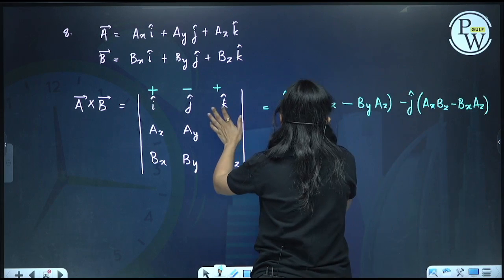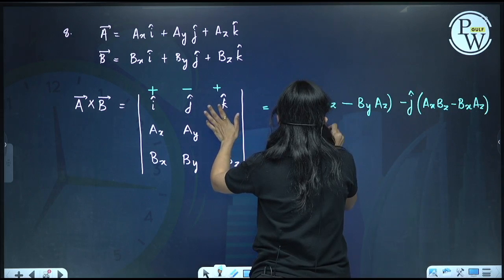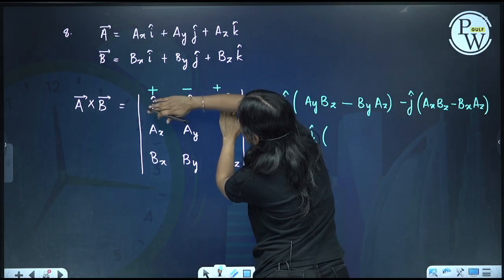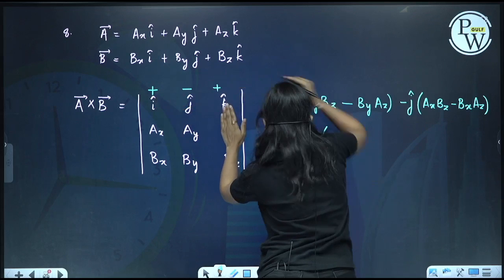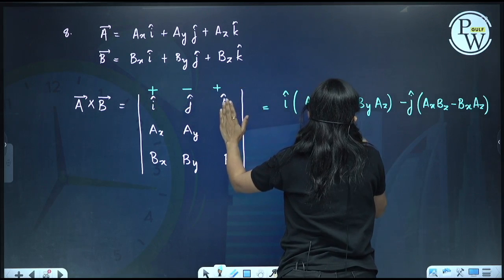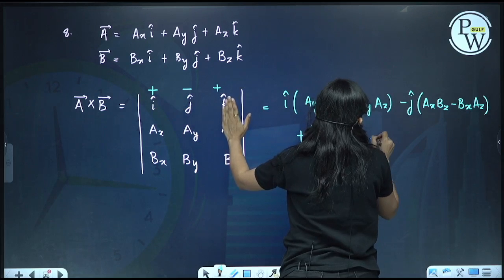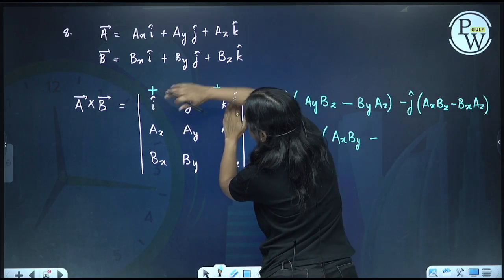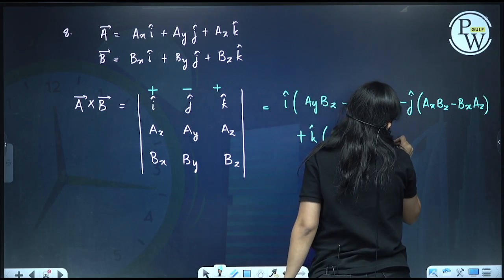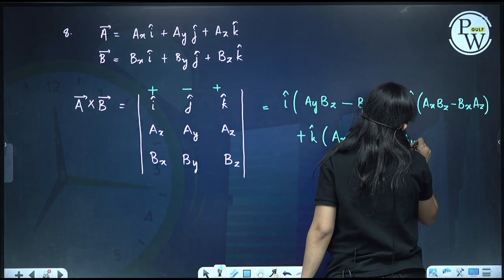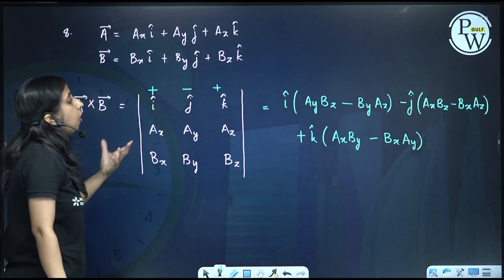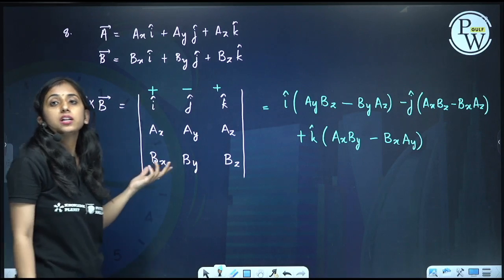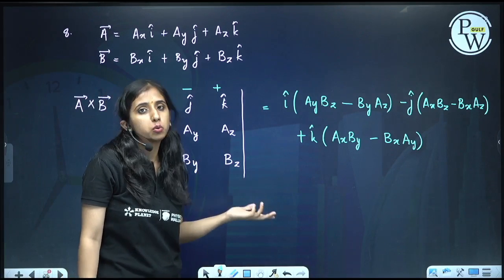Then we have k cap positive, so write plus k cap. Remove the row and column of k. Multiply downwards first, ax by, then put a minus sign, then bx ay. So this is how we can calculate a cross b if we are given a and b in the Cartesian coordinate system.